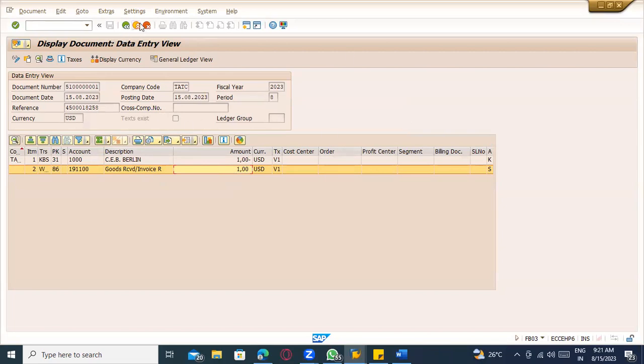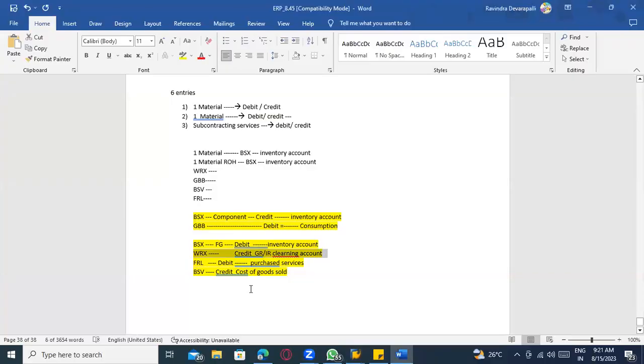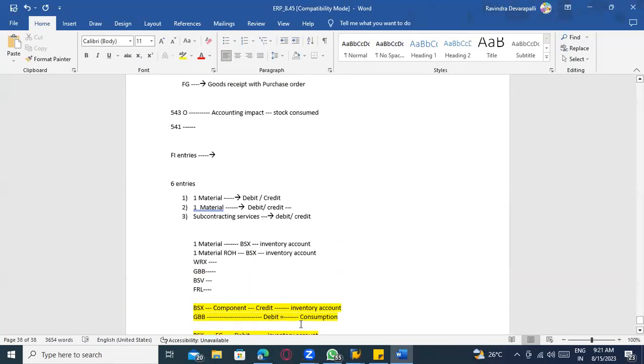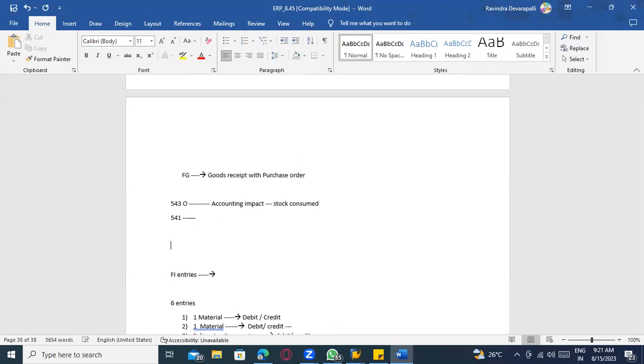And if there is any byproduct, then we will get the other movement type, which is 545 O. What is 545 O for? It is for the byproduct. And there is a subsequent adjustment.